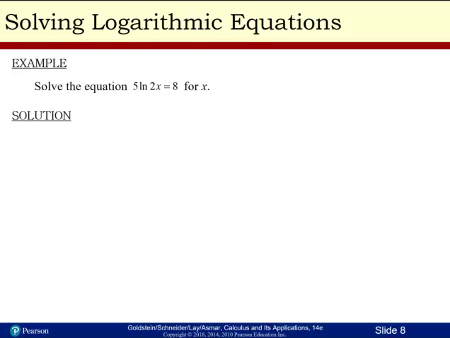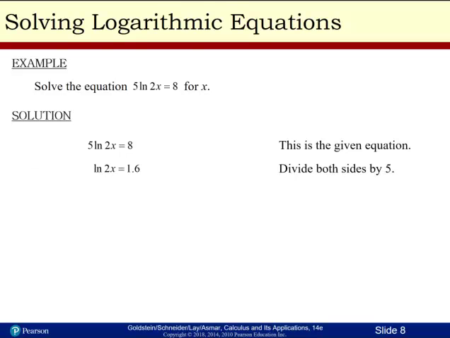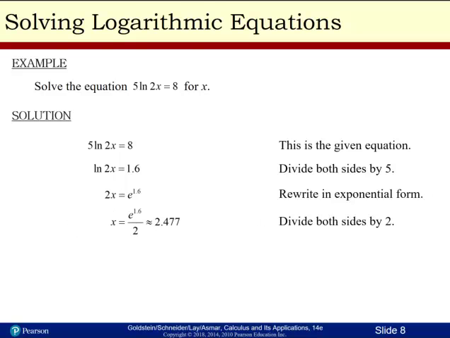Let's do another. We need to solve the equation 5 natural log 2x equals 8 for x. Let's write down that equation, and then let's divide both sides by 5 to get that natural log all by himself. Once I do that, we're going to rewrite this in exponential form. So I'll have 2x equals e to the 1.6. Divide both sides by 2, and our exact answer is e to the 1.6 over 2. If you push the buttons on the calculator, you'll get about 2.477, and that's your approximate.